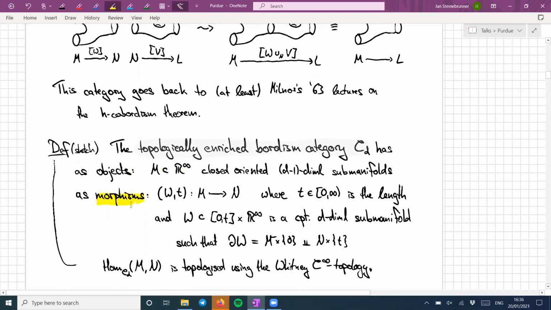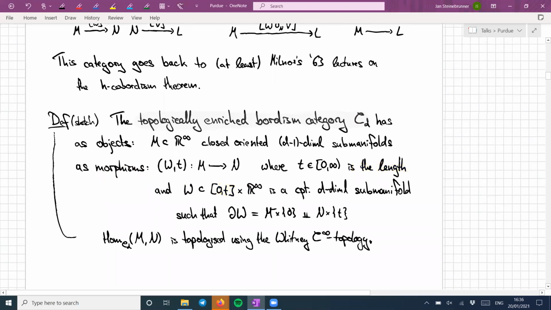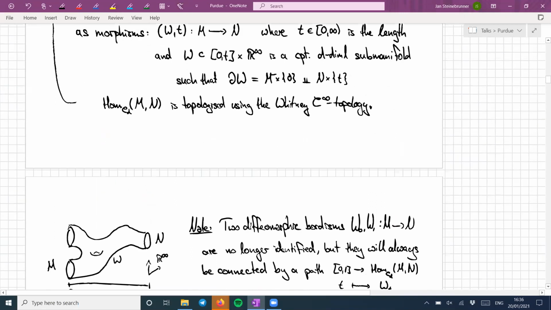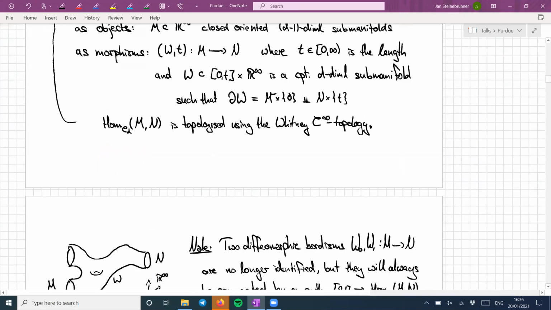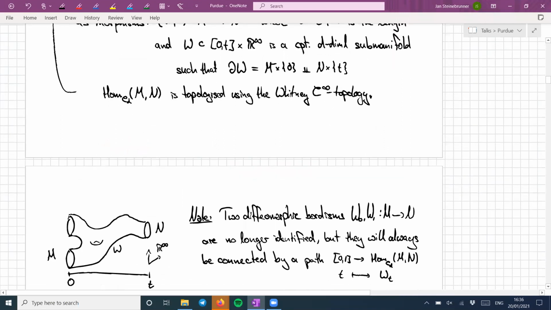you can just say that a morphism is really a submanifold of R infinity cross an interval. And this interval is of some length t. That's what we call the length of the bordism. And then we require that the boundary of W is exactly M cross 0 and N cross t. So I have a picture that maybe makes that clearer. Here we have the bordism of length t.